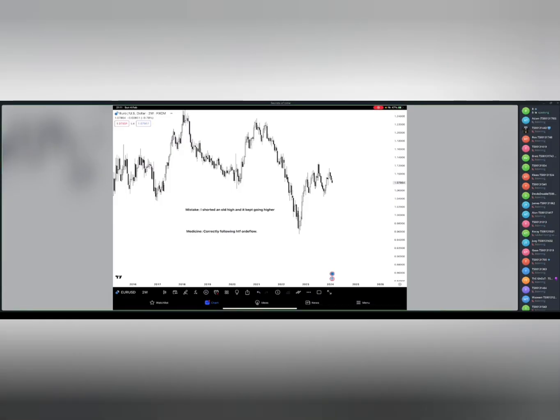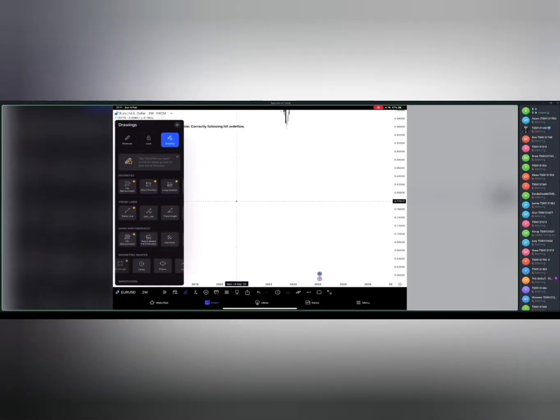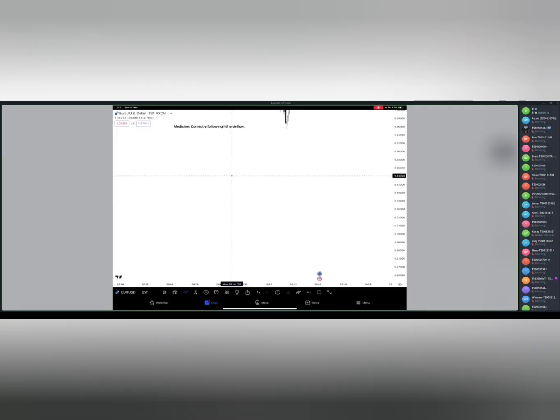That's a surface level answer. Now let's go deeper into that. As we know, the markets, we have trending markets. In a downtrending market, in a bearish market, in a selling program, whatever you want to call it, highs are rejected and lows are broken. Highs are rejected and lows are broken.